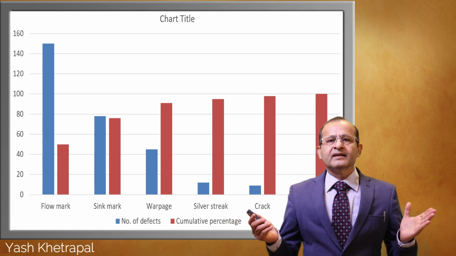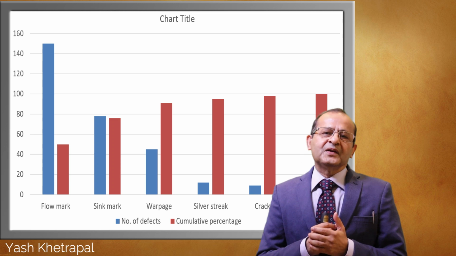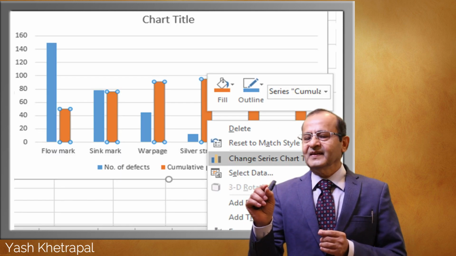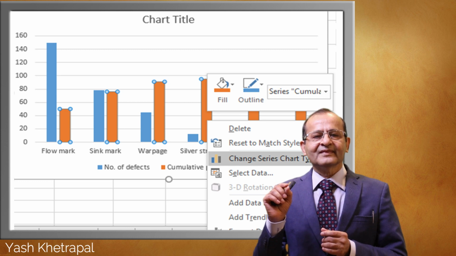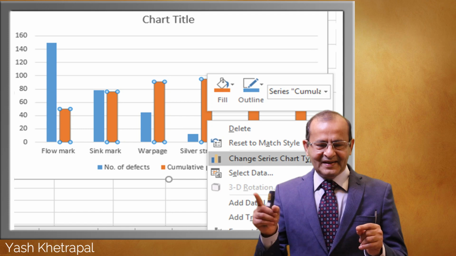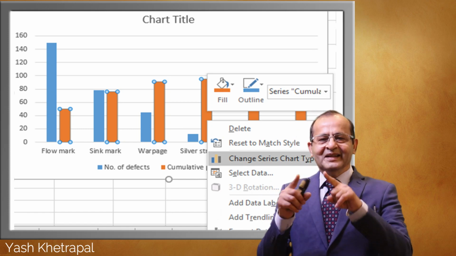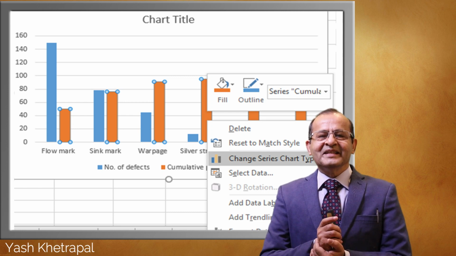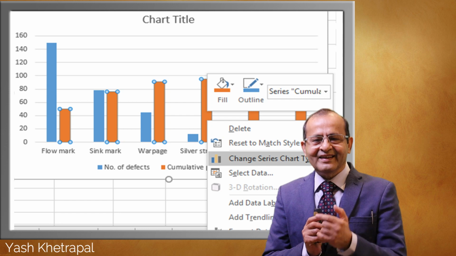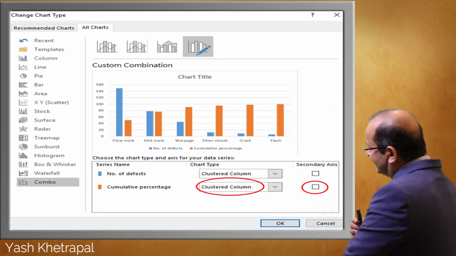Pareto said, what? It's a combination of column and line. That means one data series I have to convert into a line. So I click one red column, and all of them get selected. After that, I right click, immediately a dialog box appears, and I select Change Series Chart Type. The moment I do that, this dialog box appears.